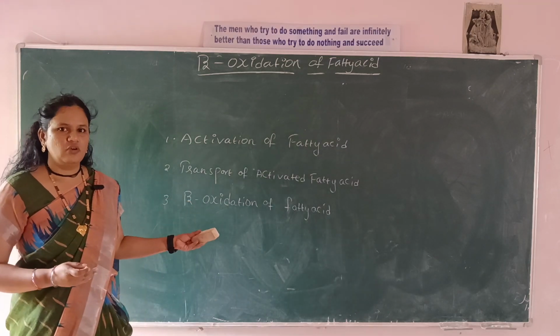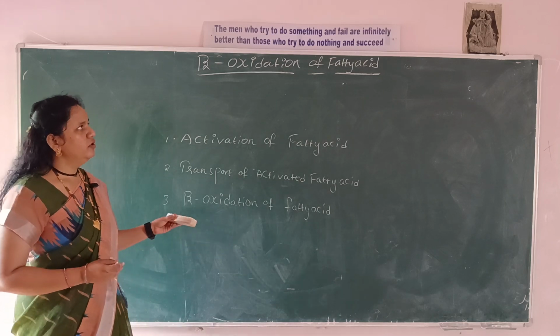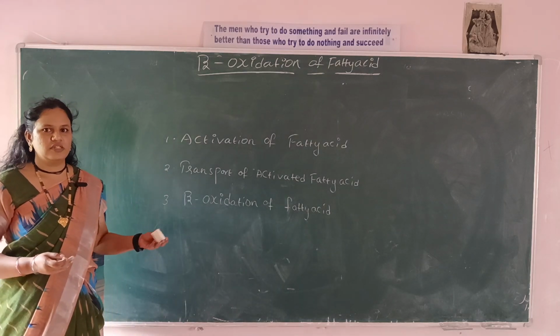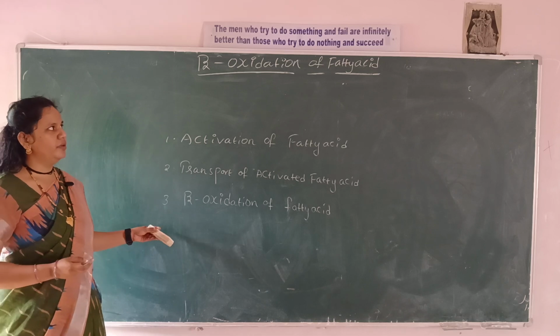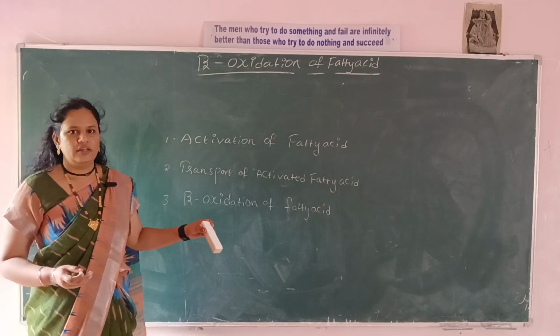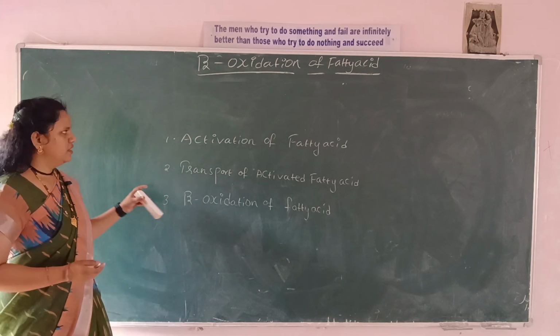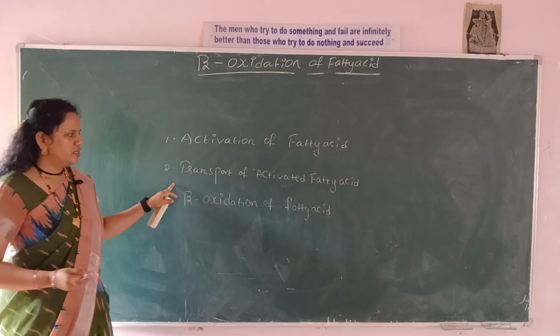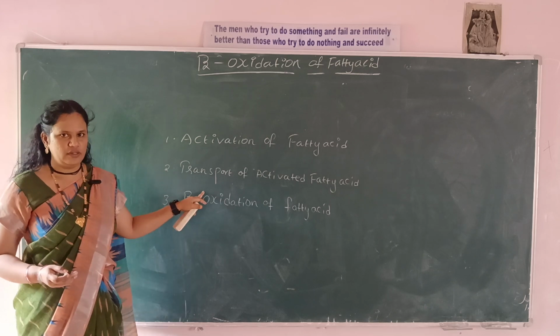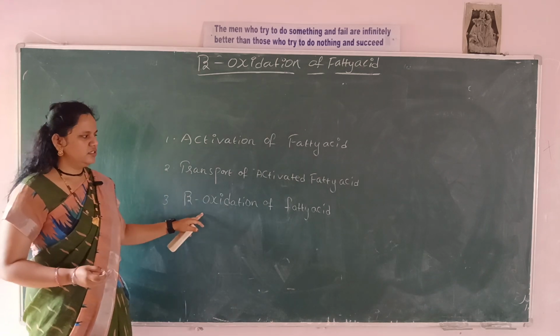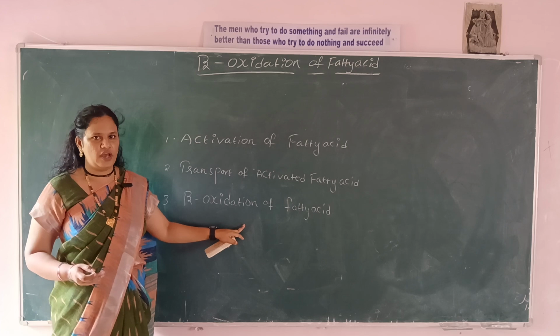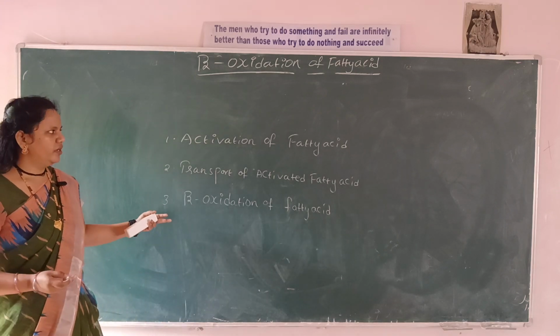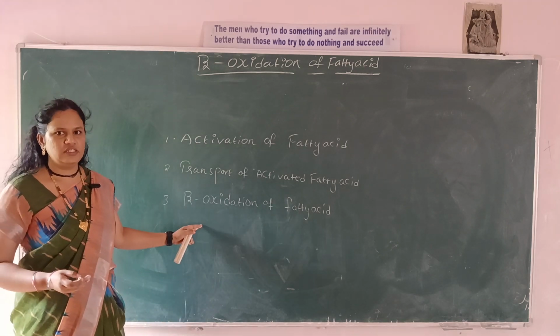This process occurs in the mitochondria during fasting, starvation or uncontrolled diabetes. It occurs in three different stages. The first stage is called the activation of fatty acids, the second stage is called the transport of activated fatty acid, and the third stage is called the beta oxidation of the fatty acids. So we will learn in detail about each stage.